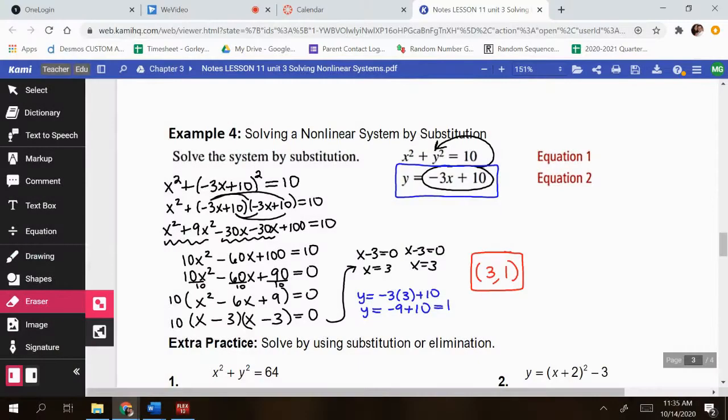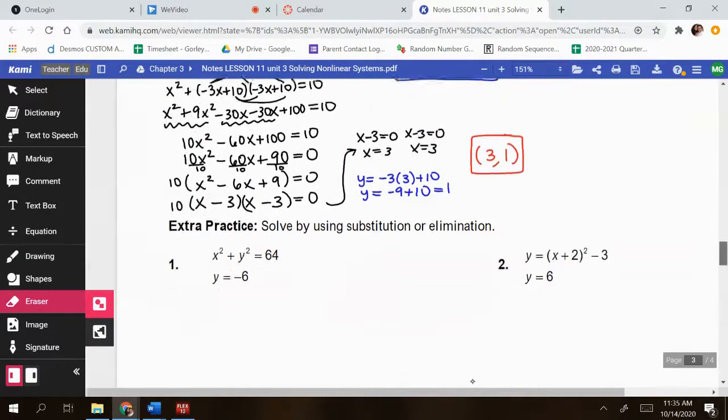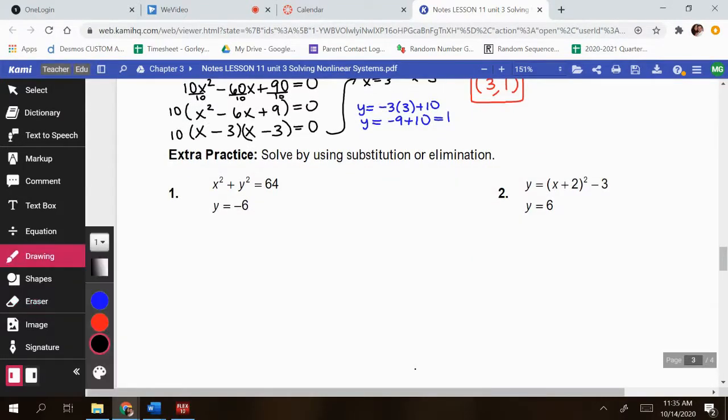Okay, let's go ahead and go down here. Just more practice with solving nonlinear systems. In this case, we've got a circle, right? And y equals negative 6 would be a horizontal line through the y value negative 6. We want to know where they intersect. So I'm just going to plug in negative 6 for y.